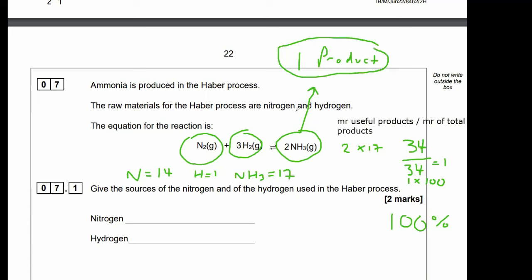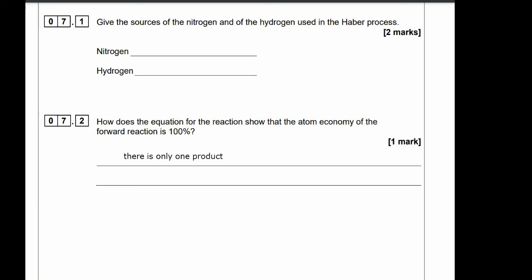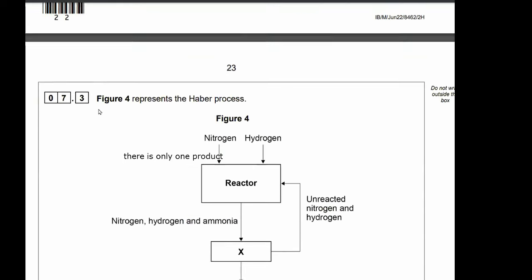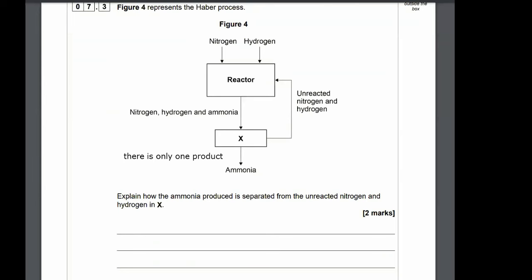So reactions where you have a 100% atom economy mean that all of the products are useful. And in this equation, there's only one product. So obviously, they're all useful. But you could have an equation with two products where both are useful and you'd get 100% atom economy as well.